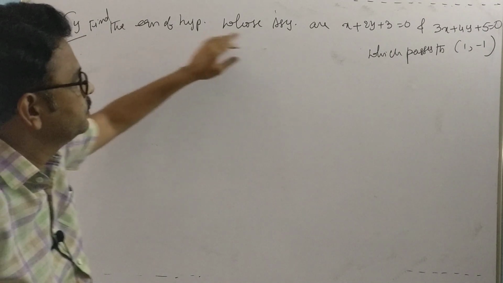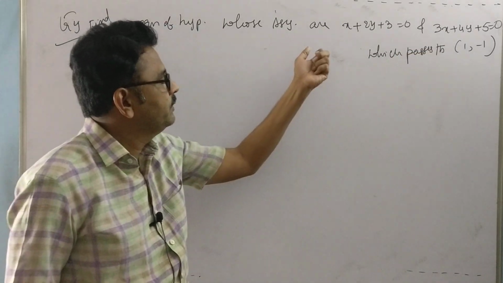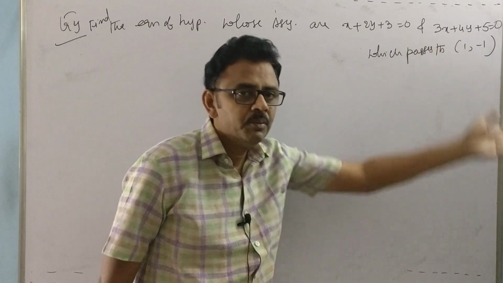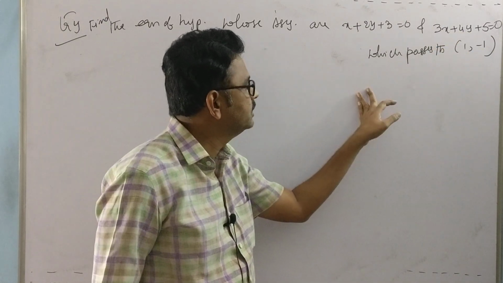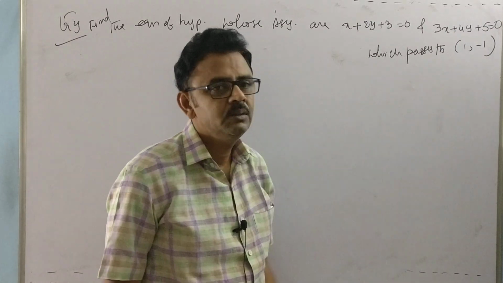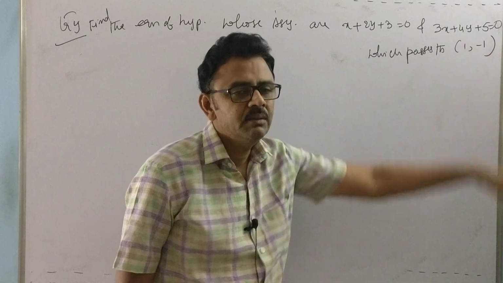Equations of asymptotes are directly given. So, pair of asymptotes means what? Product of these two lines. Hyperbola is product of these two is equal to k. The hyperbola passes through 1 comma minus 1. So, you get k value.